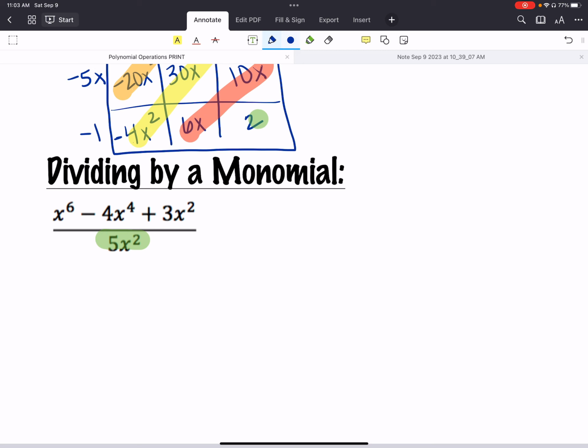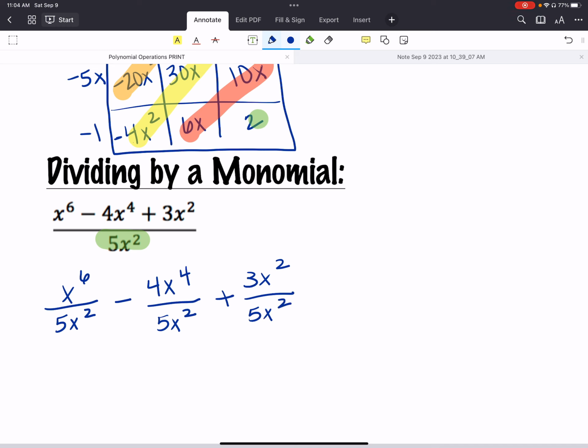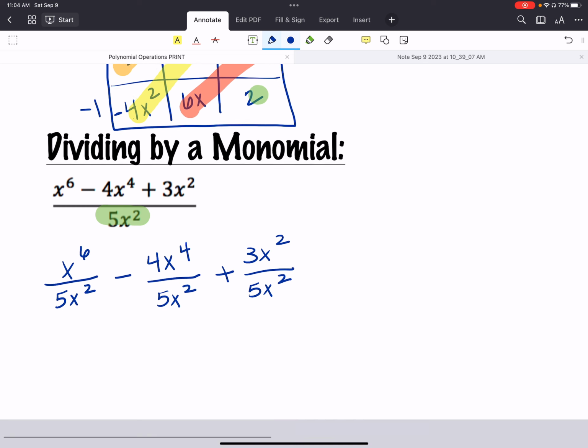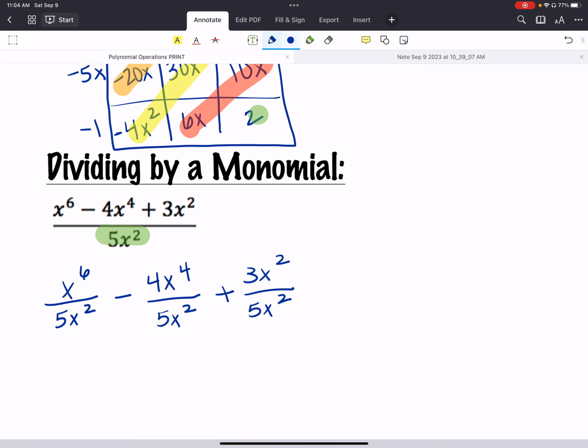So the easiest way to do this is to take each term on the top and break it into its own separate fraction. So we're going to say x to the 6th over 5x squared minus, so bring your sign down, then 4x to the 4th over 5x squared plus 3x squared over 5x squared. So from here, we're just going to simplify our exponents, our fractions. When you divide exponents, remember you subtract.